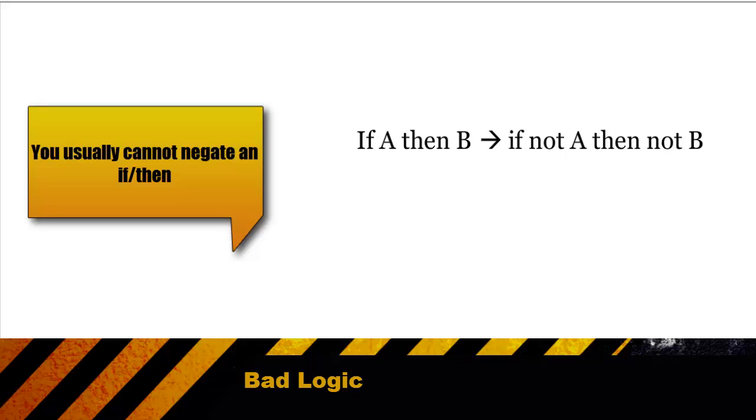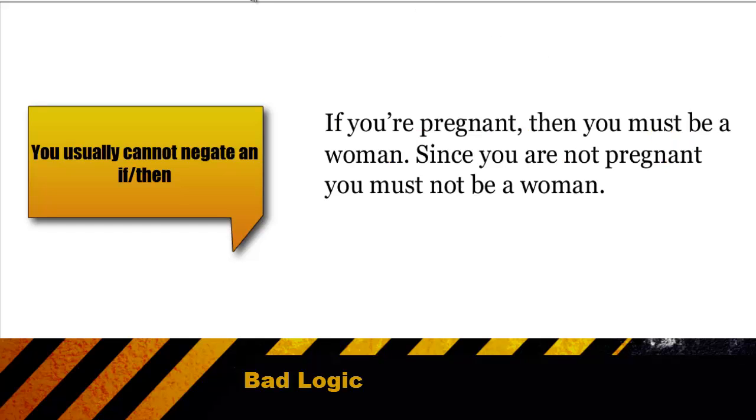But you also can't assume the negative version of the argument. I cannot say, if A, then B, therefore, if not A, then not B. This fallacy is known as denying the premise or an improper negation. And again, it's really easy to see when we look at the example of pregnant women.